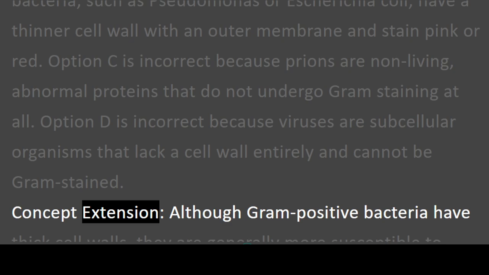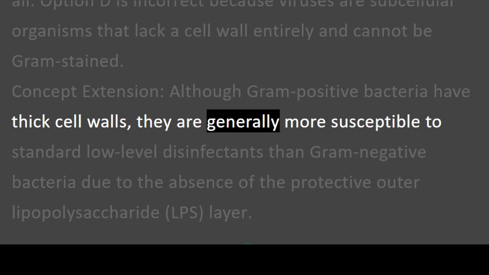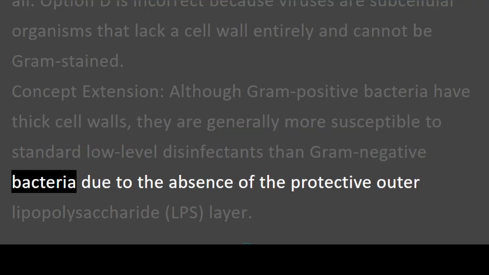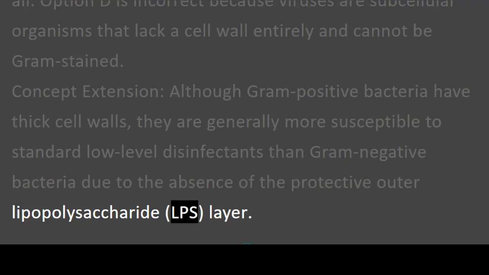Concept extension. Although gram-positive bacteria have thick cell walls, they are generally more susceptible to standard low-level disinfectants than gram-negative bacteria due to the absence of the protective outer lipopolysaccharide, LPS, layer.